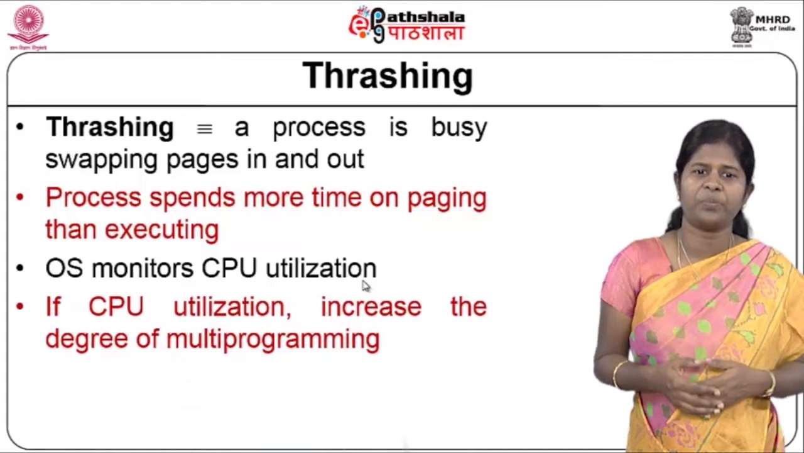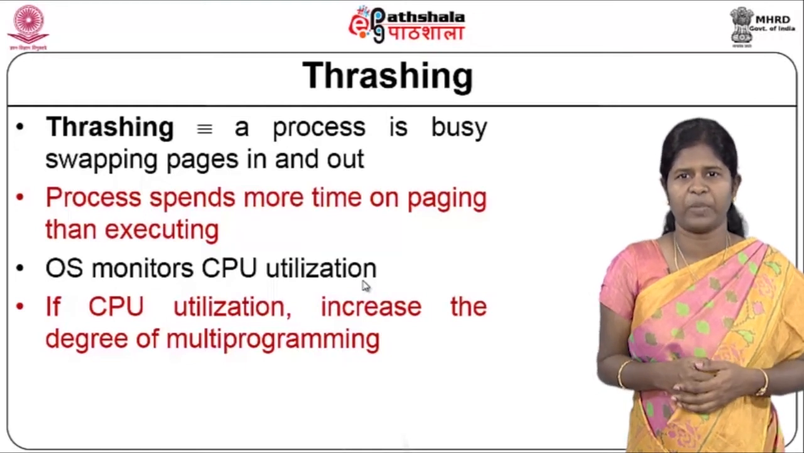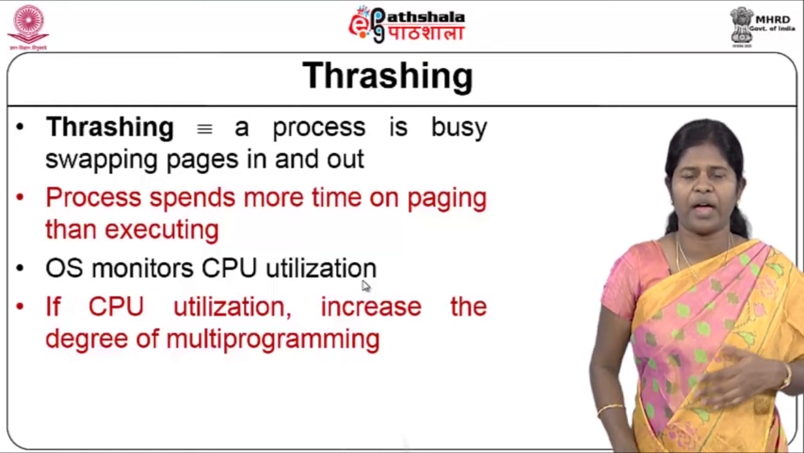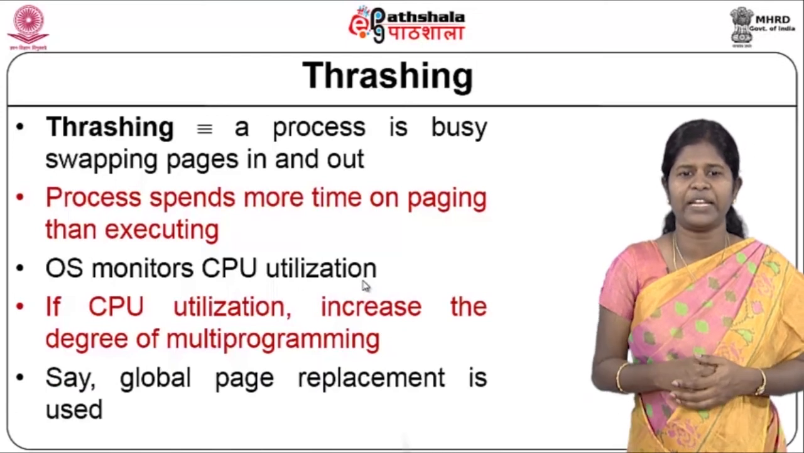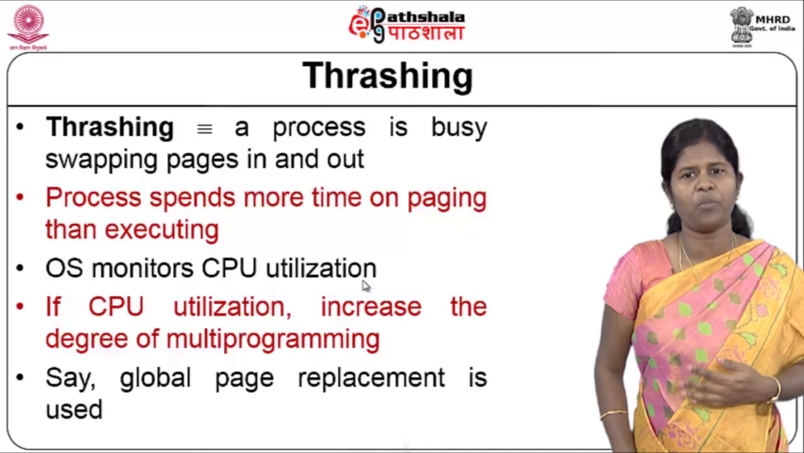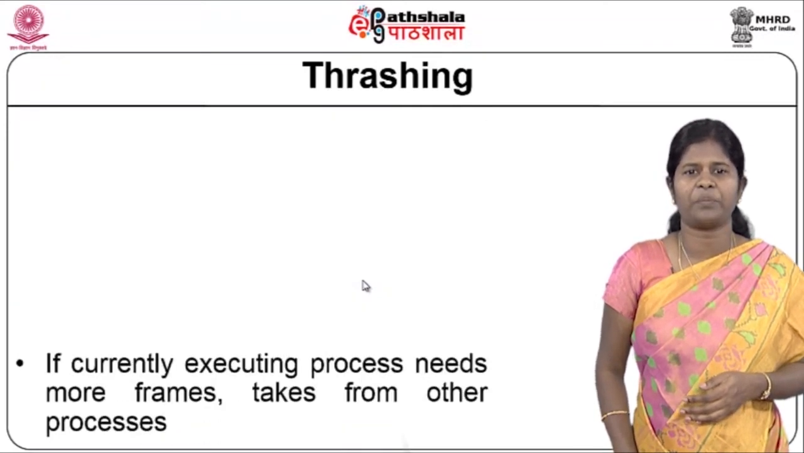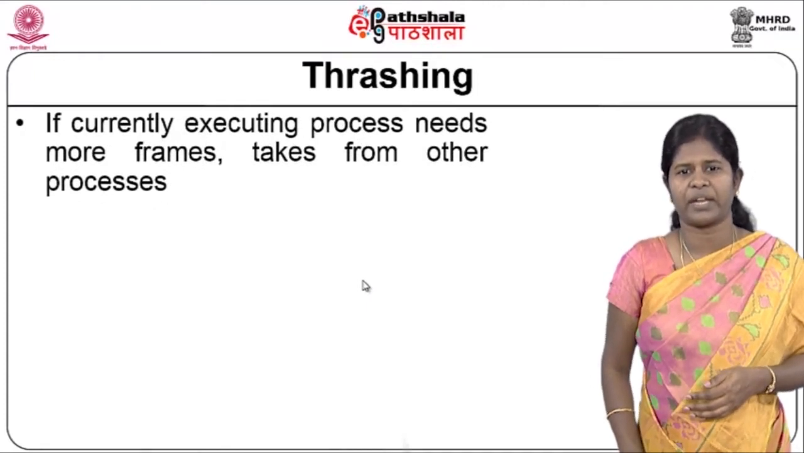Again, if CPU utilization is less, it will increase the degree of multiprogramming. So, this goes on and finally at some point in time the process spends more and more time on paging rather than executing, and hence it leads to something called thrashing.